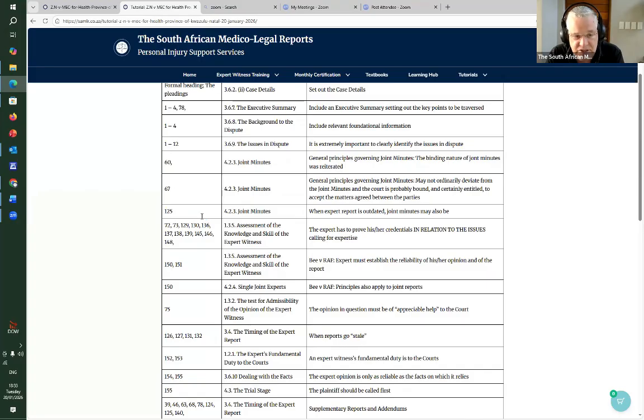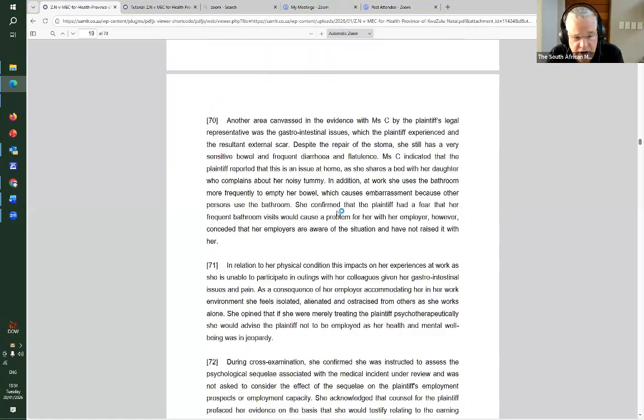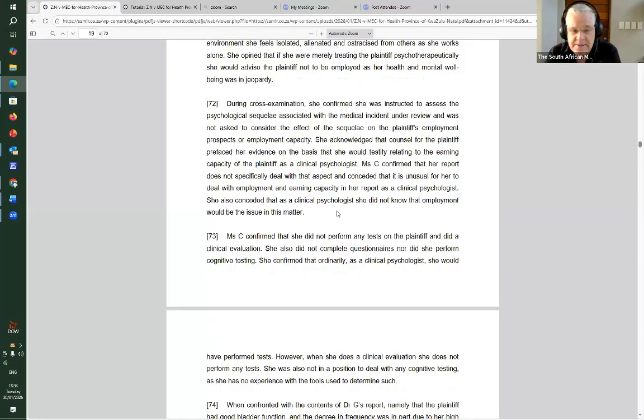Okay, and then the next one is at paragraph 125. We can have a look at that in a moment. But that deals with expert reports being outdated. And then before we go to that paragraph, I just want to turn to paragraph 72 and 73, just to start giving you a background on this. So paragraph 72 and 73. During cross-examination, she confirmed she was instructed to assess, so this is now an expert giving evidence about assessing psychological sequelae associated with a medical incident under review, and was not asked to consider the effect of the sequelae on the plaintiff's employment prospects or employment capacity.